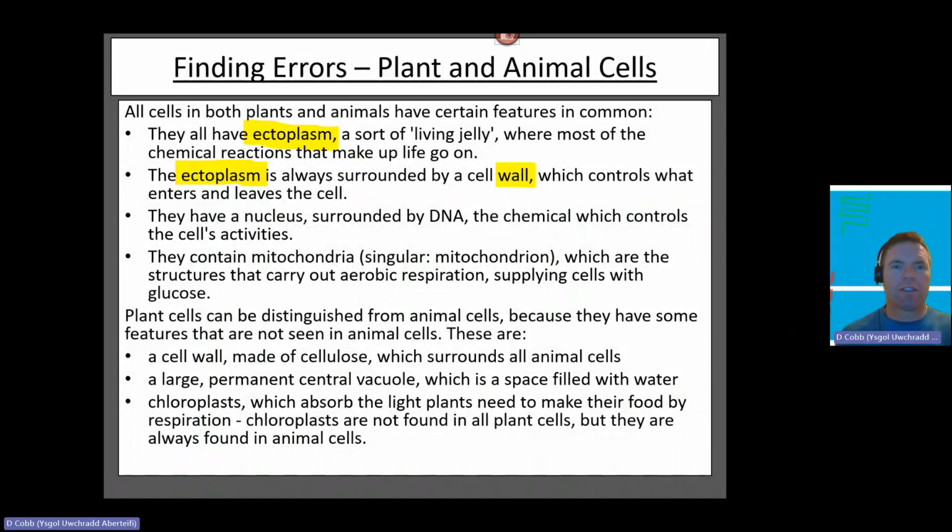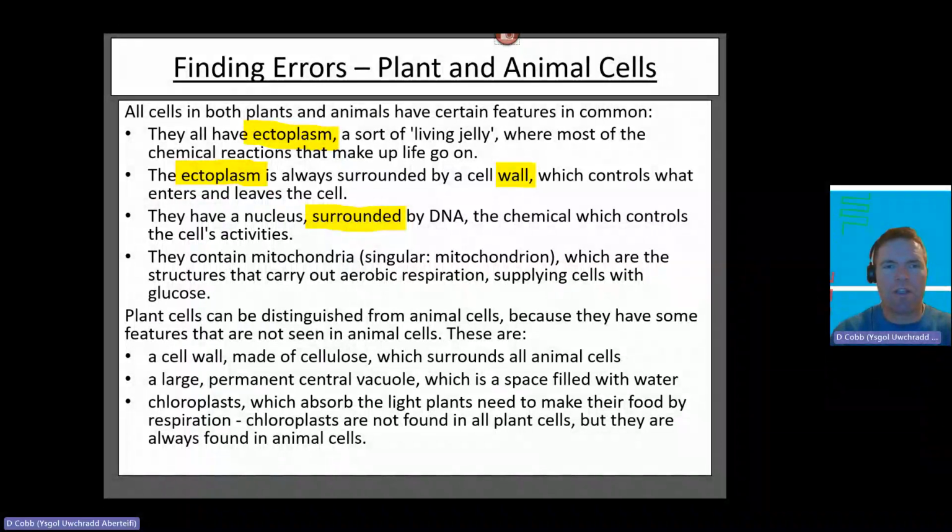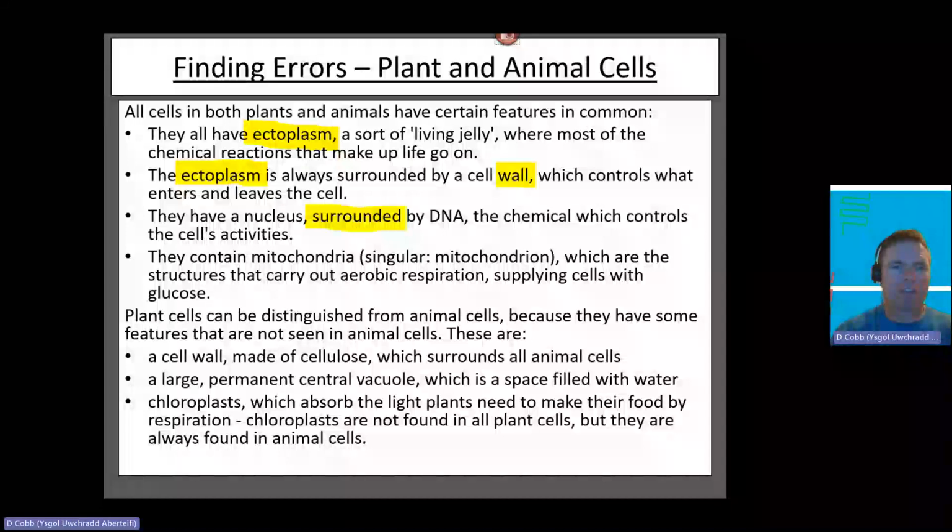Then we said we have a nucleus surrounded by DNA. Well, the DNA does not surround the nucleus. The DNA is within the nucleus. So you said that we could say that you have a nucleus containing DNA, the chemical which controls the cell's activities.